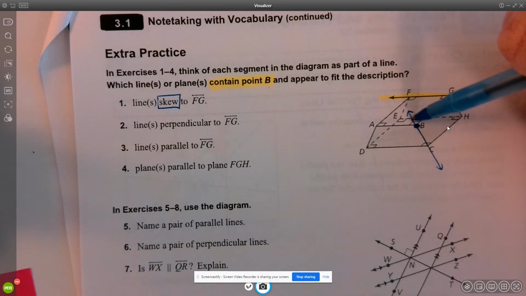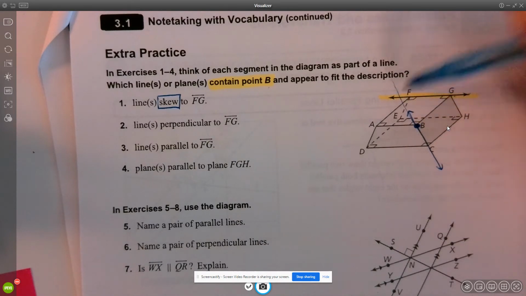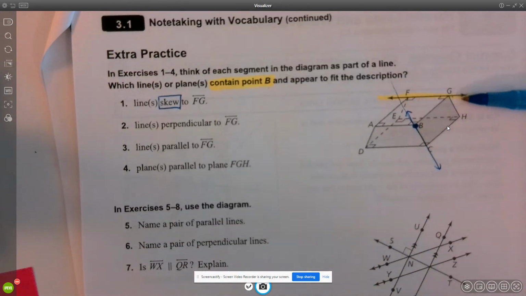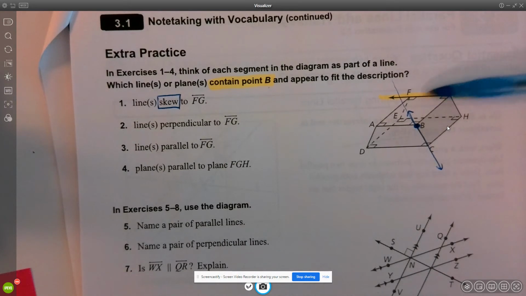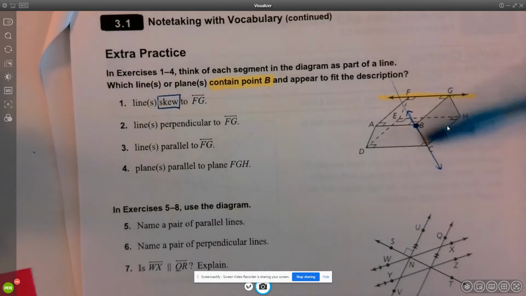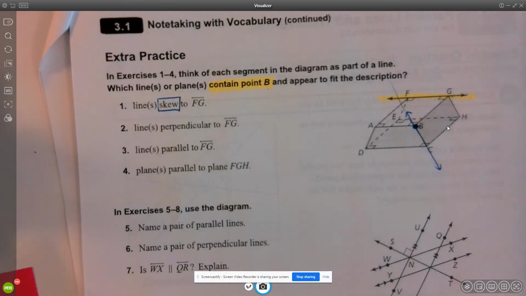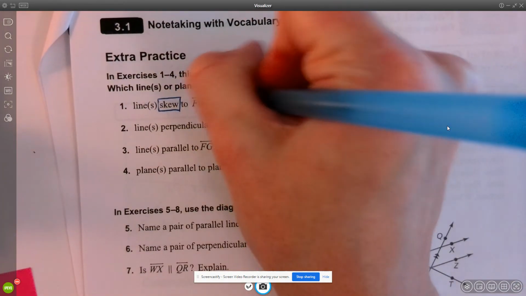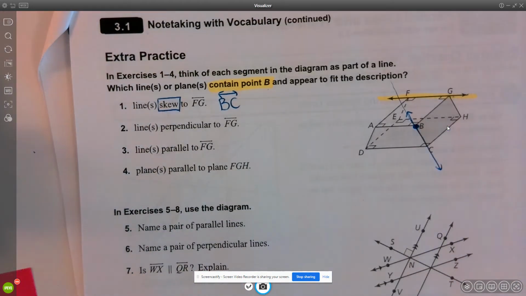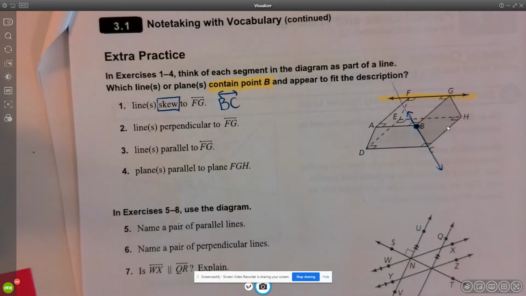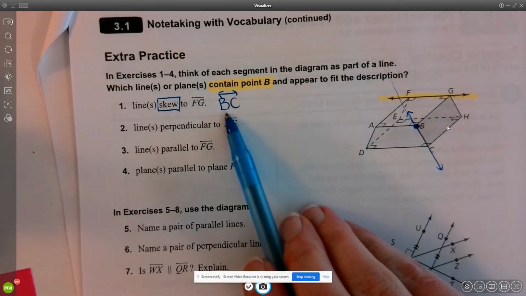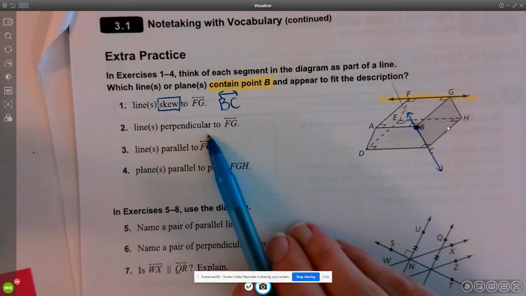Now on paper, if you extend it, it's going to cross because it's on paper, but imagine FG is on the back part of this box or this shape, and BC is in the front. So they're never going to cross. So we're going to say line BC is skew to FG. Now that's the only line that contains point B that is skew.